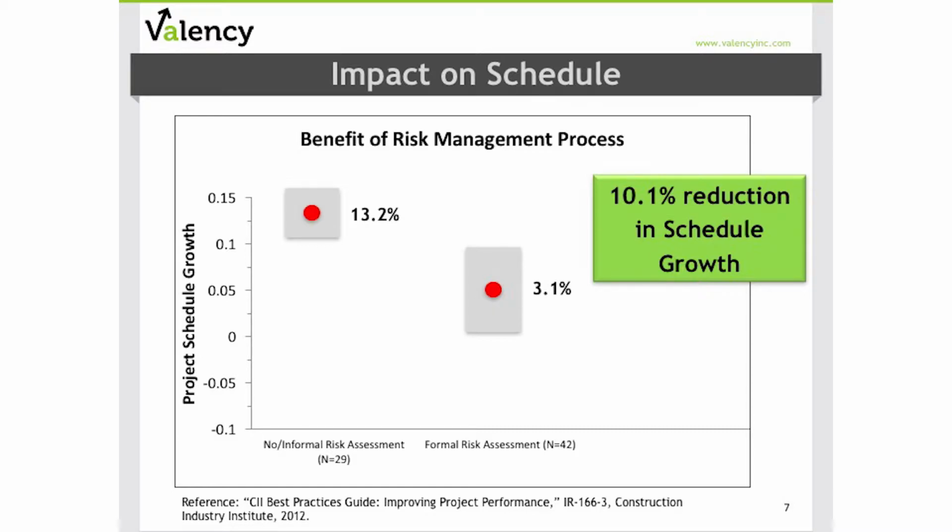Let's take a look at some of the benchmarking data from the Construction Industry Institute. CII benchmarks research around project performance, and when it comes to risk management, their data shows that organizations with a formal risk management process see about a 10.1% reduction in schedule growth.